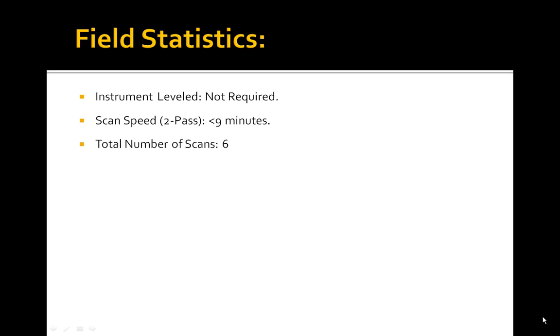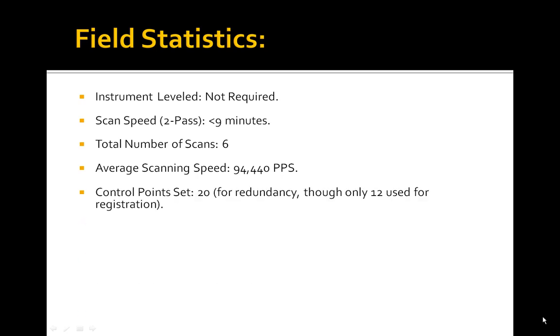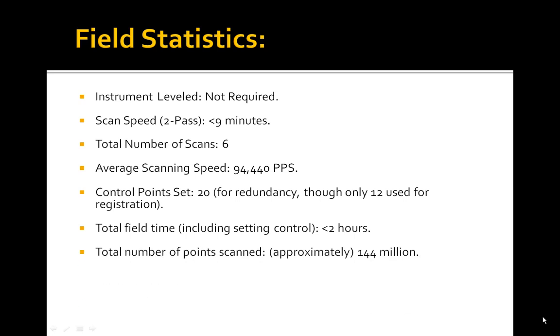Total number of scans in the field? 6, although we only used 5 of the scans for complete registration. The average scanning speed was about 94,440 points per second. Number of control points set were 20, for redundancy, though only about 12 of them were used for registration. Total field time, including setting the control, was less than 2 hours. Total number of points scanned was approximately 144 million.